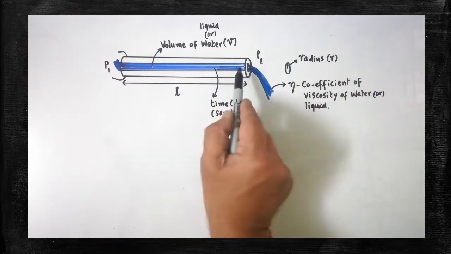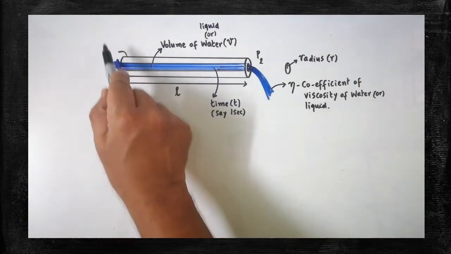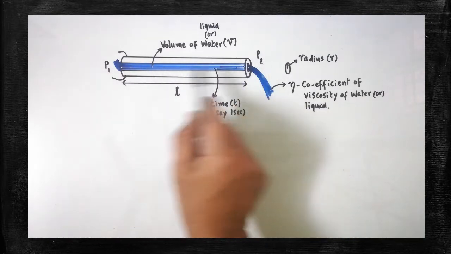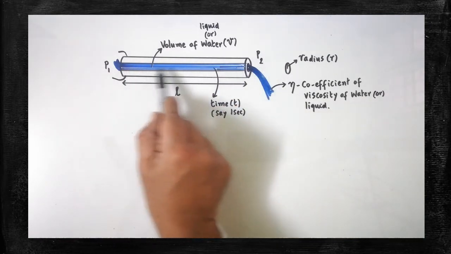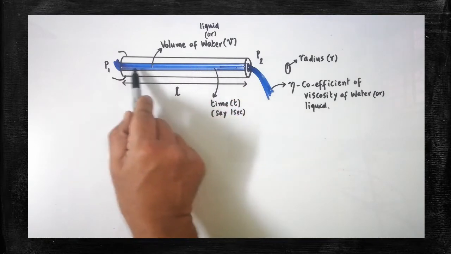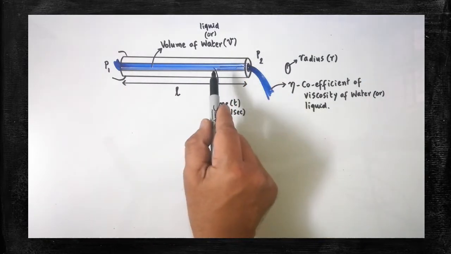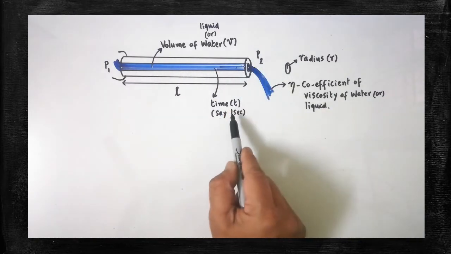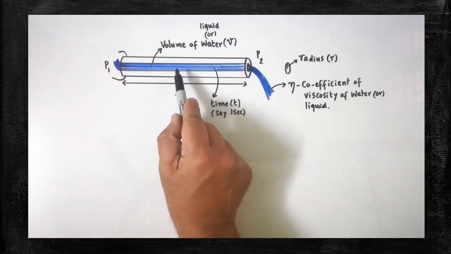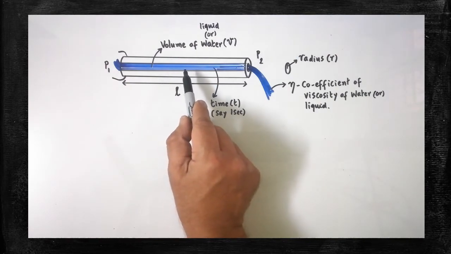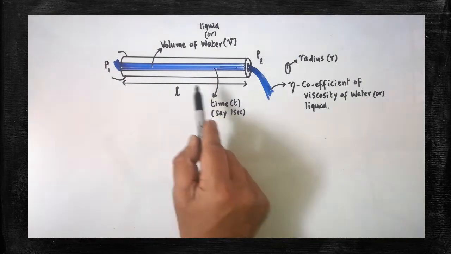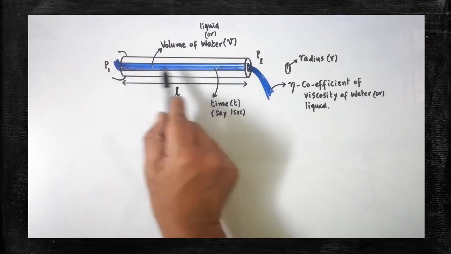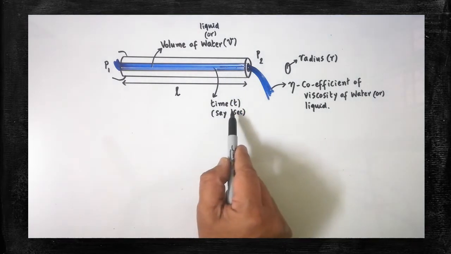To move from here to there, the pressure here must be more and the pressure there must be less. There is a pressure difference. Let us imagine this particular volume, which can be taken as V. To move from here to there, let us imagine it takes some time t. To cover this volume, how much time does it take?